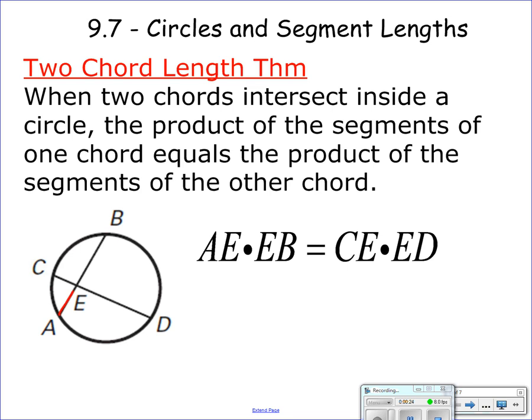We have AE times EB is equal to CE times ED. So you just look at the products of the different pieces or segments of each one of the chords. I can multiply the two segments of the same chord together. That's going to equal the product of the two segments of the other chord.